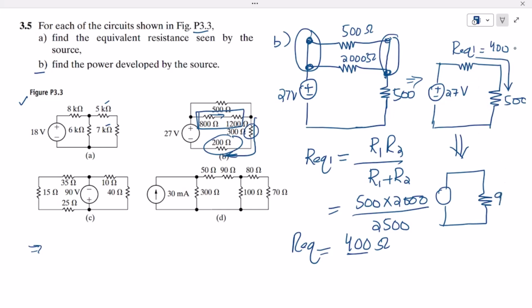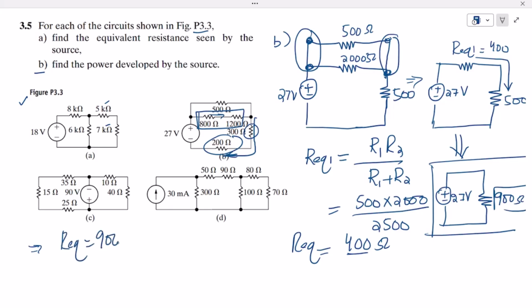So it will be 400 plus 500 is 900 ohm, and the value of the source is 27 volts, and this is the resistance which is seen by this source. So the R equivalent for it is 900 ohm. This is the solution of part A of my question.